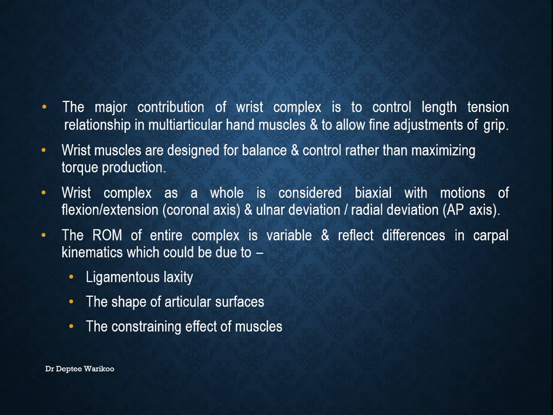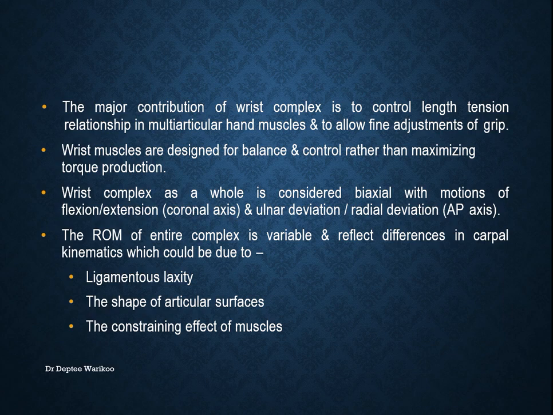So the major contribution of the wrist complex is to control the length-tension relationship in multi-articular hand muscles and to allow those fine and adjusting movements or grips of the hand. Wrist muscles are designed for balance and control rather than maximizing torque production. The wrist complex as a whole is considered to be biaxial, with motions of flexion and extension around a coronal axis, and ulnar deviation and radial deviation around an anterior-posterior axis.